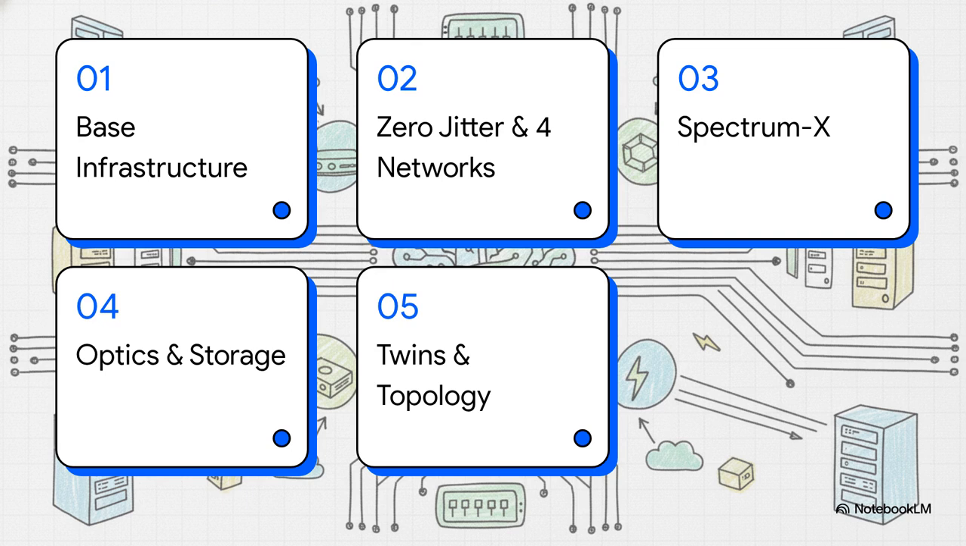So here is exactly how we're going to break this down. We'll start with the AI factory's base infrastructure, then move into zero jitter and the 4 networks. After that, we'll look at Spectrum-X and long-distance transmission, followed by co-packaged optics and storage. And finally, we'll wrap up with digital twins and topology.